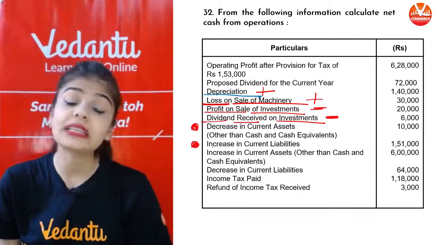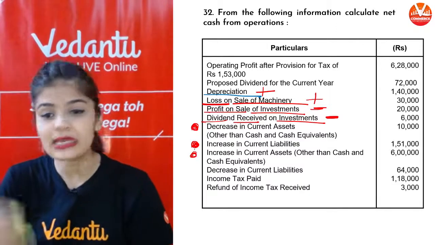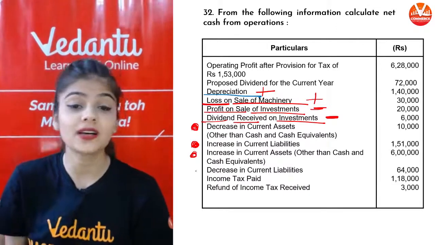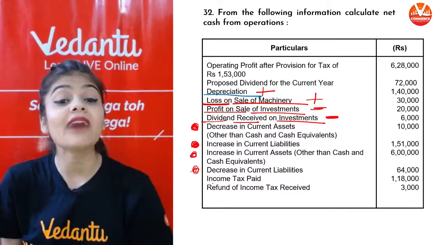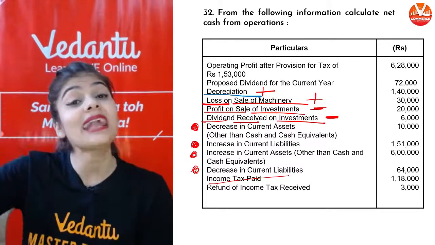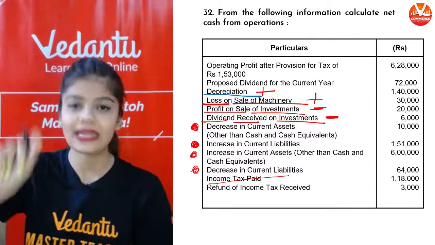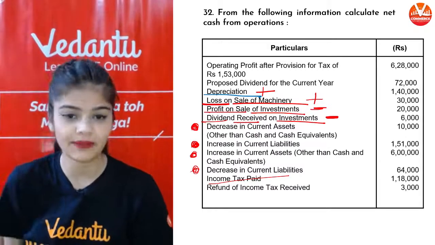Then we have increase in current liability. We will do this later. Increase in current asset. We will do this later. Decrease in current liability. We will do this later. We have income tax paid. This is subtracted at the end of the operating activity. Income tax paid is subtracted at the end from the operating activity.